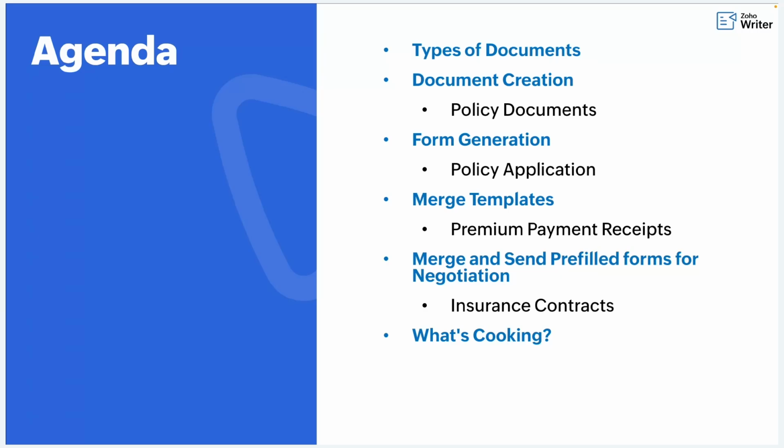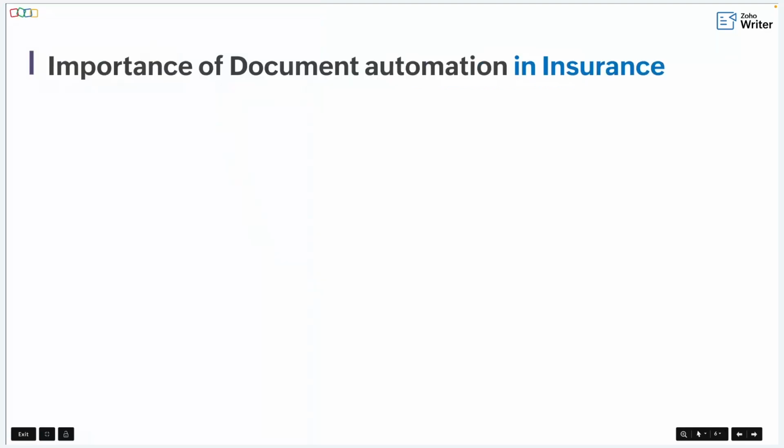After that, we'll get into merge templates, a very powerful way to take standard formats and automatically fill them with the right client and policy details. We'll also look at how you can send out pre-filled forms for quick negotiations and approvals, saving you hours of manual work. And finally, we'll give you a peek at what's coming next in Zoho Writer that could make your document process even more efficient. We'll also be running a live demo during the session so you can see exactly how these features work in real world insurance scenarios. So, Gautam, in the insurance world, paperwork is everywhere.